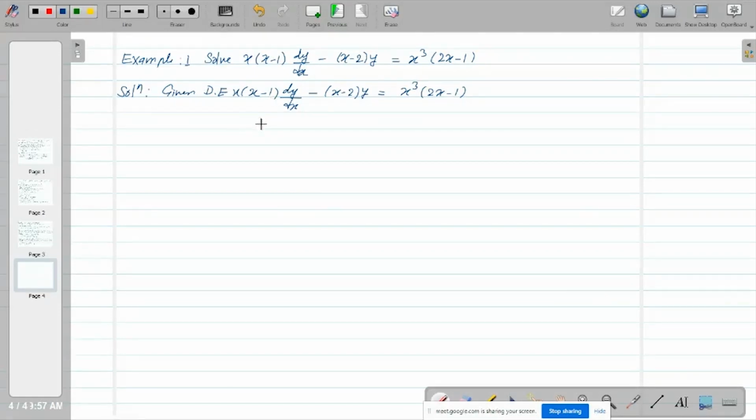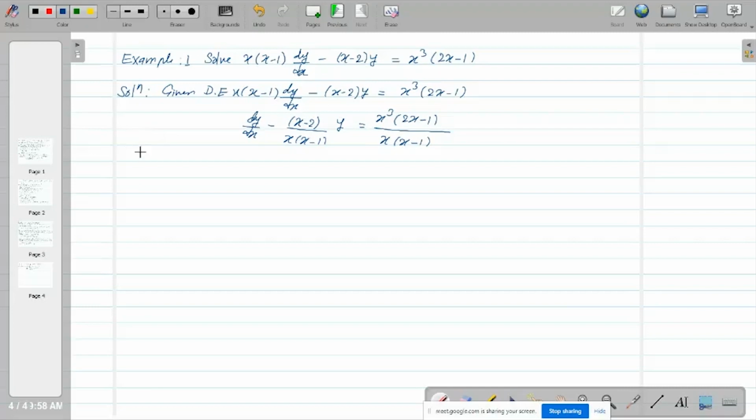So let us divide. So this becomes dy by dx minus x minus 2 upon x into x minus 1 y, and this equals x cube into 2x minus 1 divided by x into x minus 1. Okay, I am dividing on both sides. So this is in standard form.